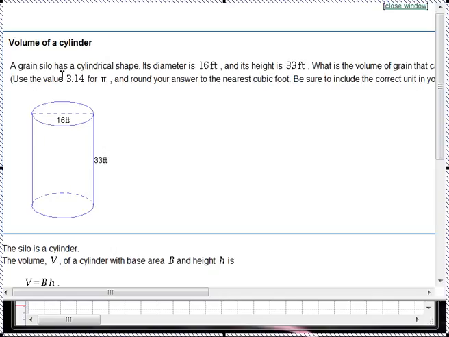A grain silo, which none of you really know what it is because I don't think we have very many grain silos here. So let's make it a giant soup can that is 16 feet across and 33 feet up and down. That's the diameter, 16 feet, and the height is 33 feet. How much soup or how many beans can you put inside of this giant soup can?